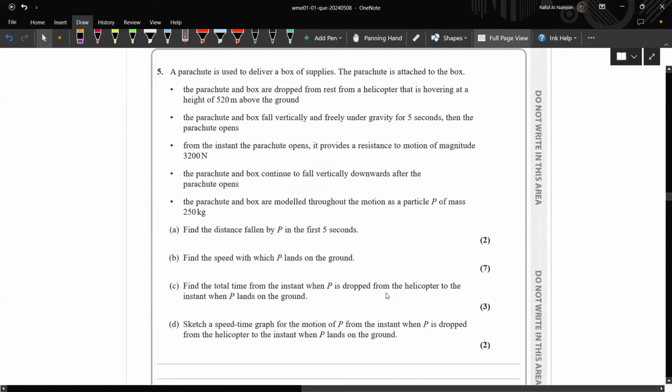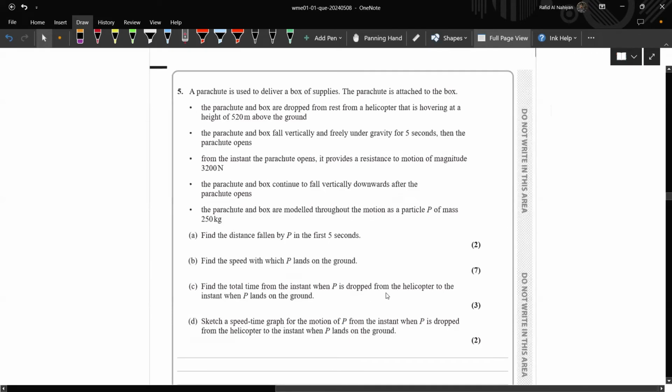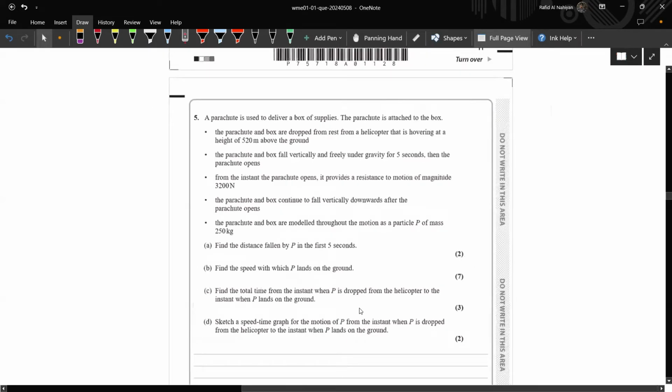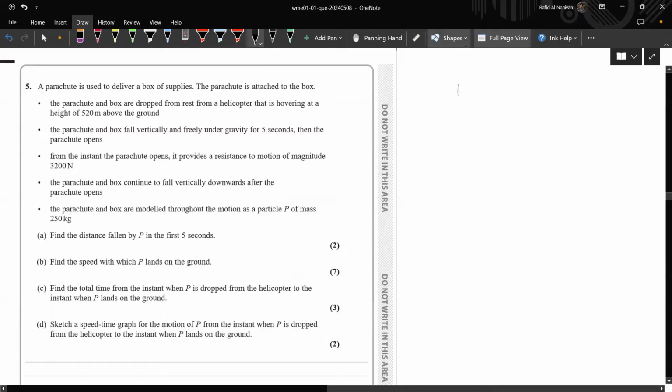Let's see. A parachute is used to deliver a box of supplies. The parachute is attached to the box. The parachute and box are dropped from rest. Okay. So let me just map this out right here. So I have a parachute and a box, and they're dropped from rest from a helicopter. So the helicopter is like right there. Let me just draw some stuff here. So this is the helicopter, and this just dropped the parachute and the box.